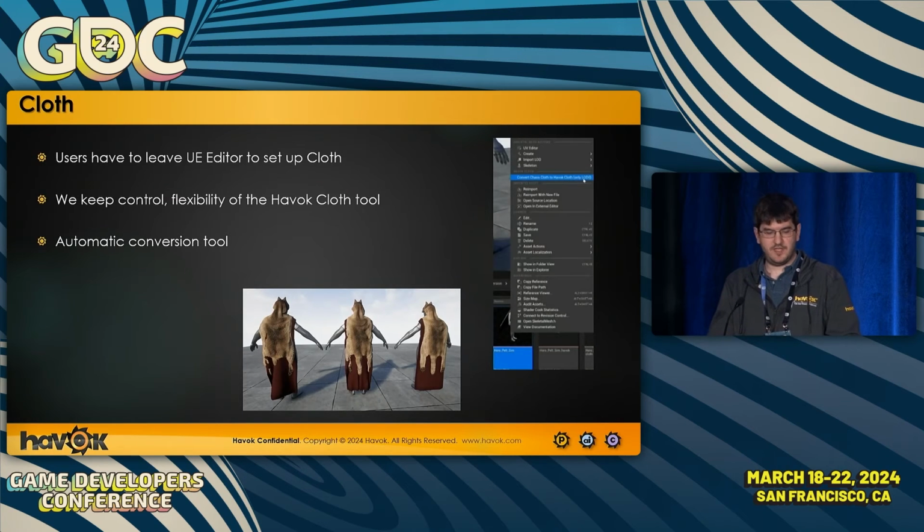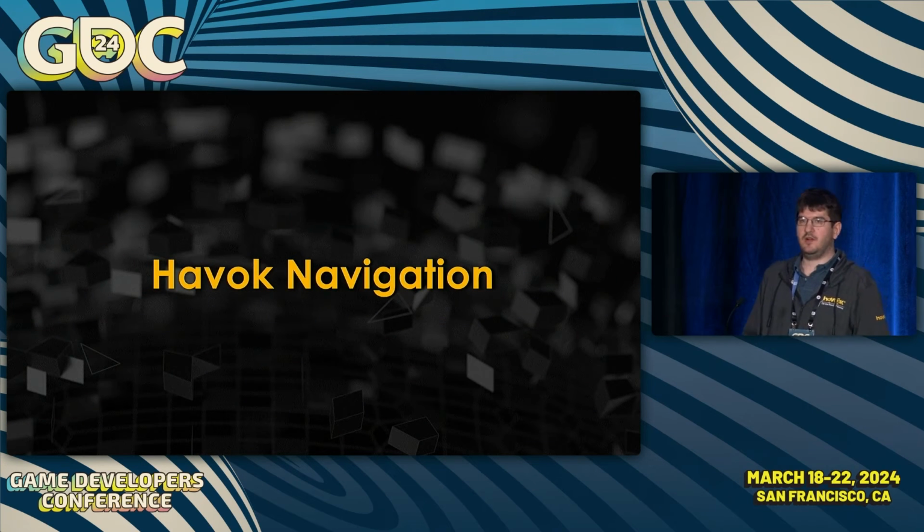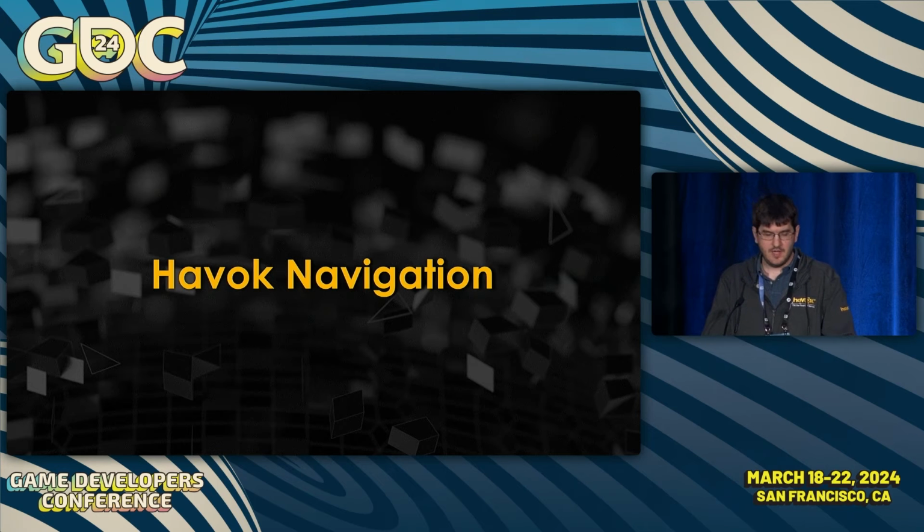iteration loop. So for example, one thing that we ship in our integration is an automatic conversion tool that gets you from a Chaos Cloth asset to a Havok Cloth asset rather quickly, just so you have a bit of an easier time learning the new tool chain that you use with Havok Cloth. And so again, this was just a small choice, but I found it interesting because tooling is such a big part of cloth that I wanted to share with you all.